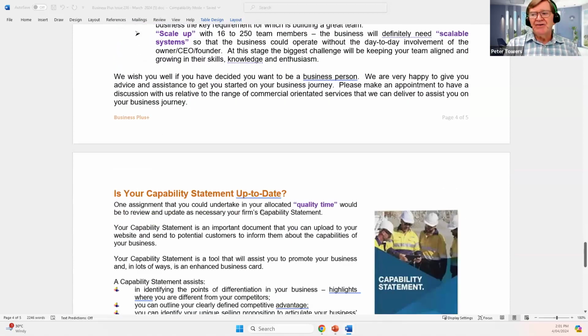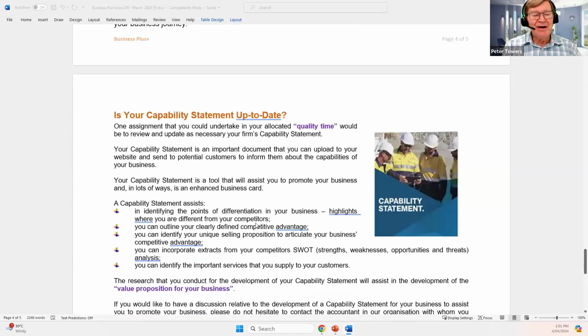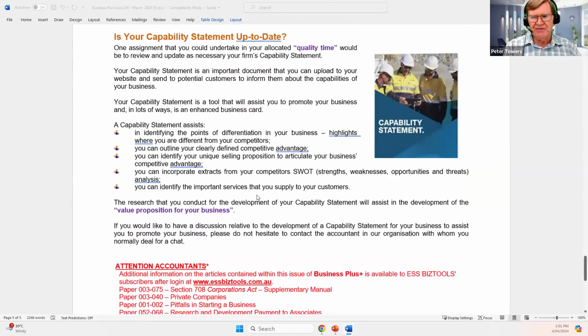Is your capability statement up to date? Is yours? It always reminds me I've got to go away and update mine when I write something about capability statements. It's very important. And everyone, remember, this newsletter is targeted at the SMEs. Is their capability statement up to date? And we got some in.